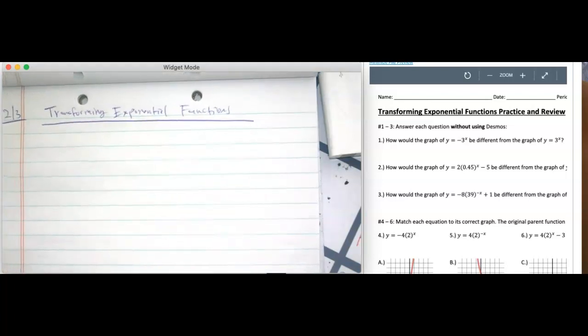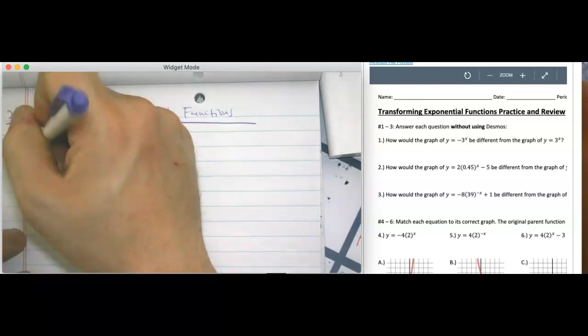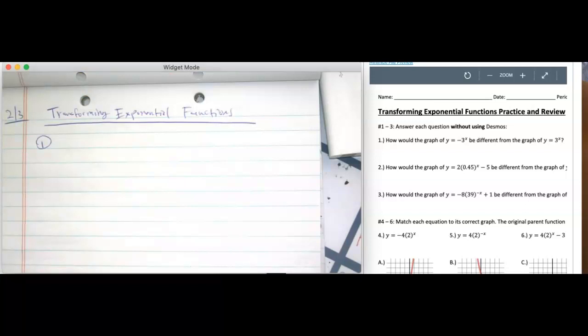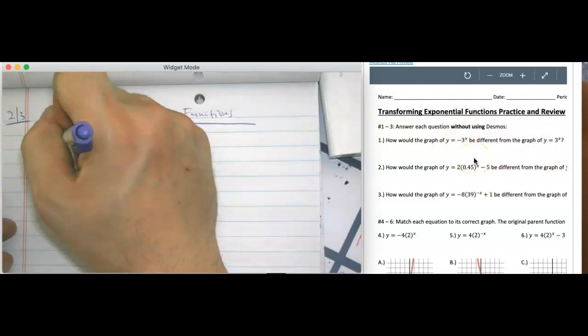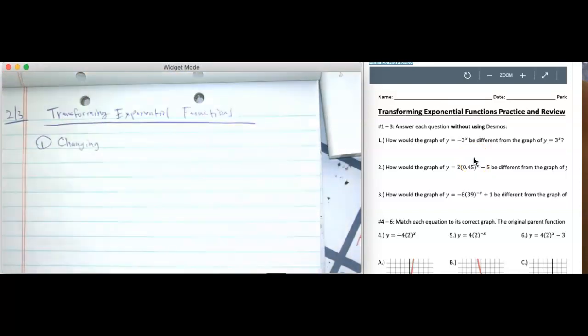And then we have number 1 here. Answer each without using Desmos. Well, you definitely can show some work, but eventually the point here is that you would know. How would the graph of y equals negative 3 to the x power be different from y equals 3 to the x power? All that's different here is that one is y equals 3 to the x, and the other is y equals negative 3 to the x, and we saw in Desmos that if all you do is change the sign of the base, that's going to be a flip down over the x-axis.